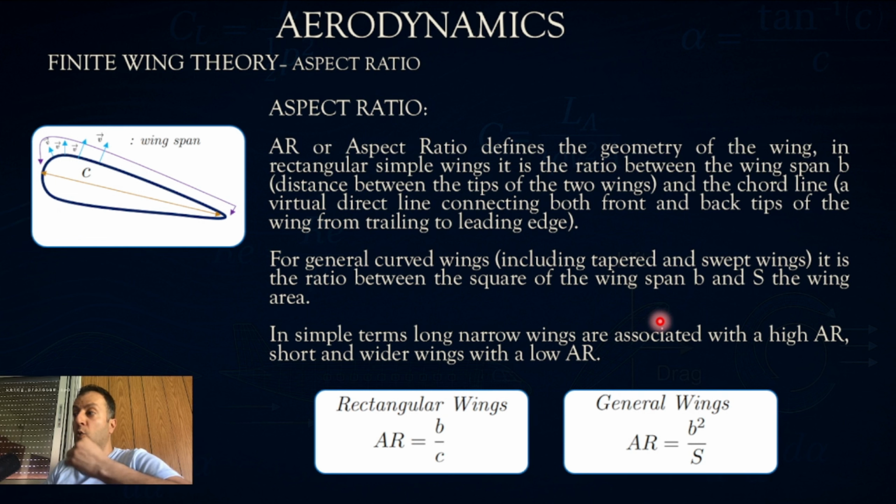But for general wings, especially the swept wings, aspect ratio is equal to b squared, which is the distance from tip to tip, or the width of the airplane, the distance from the first wing tip to the second wing tip, squared, divided by the wing surface, or the wing area. That would be the aspect ratio.